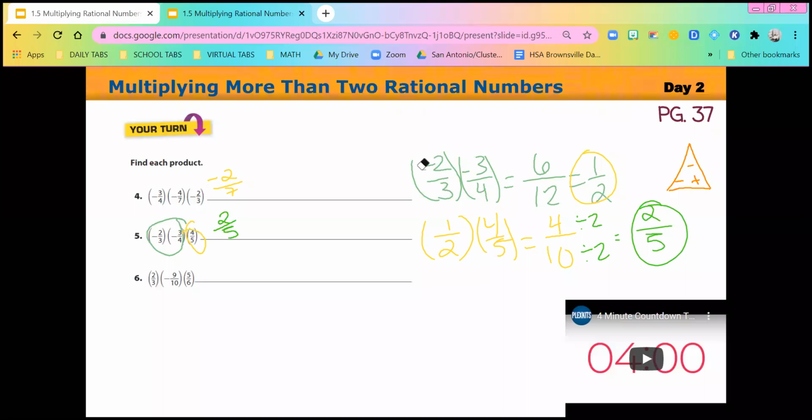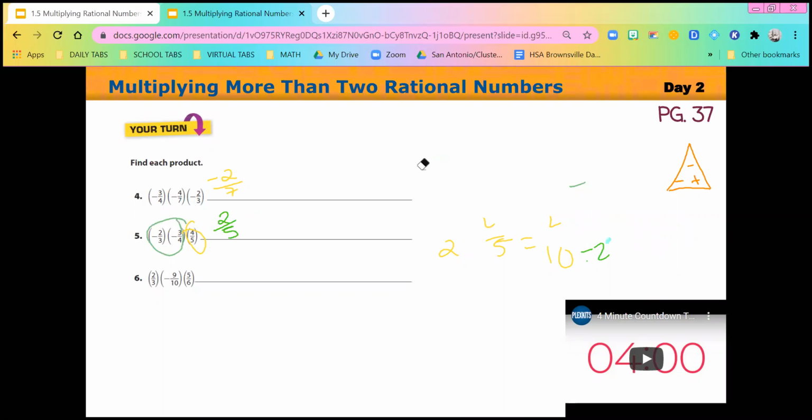Okay. All right. So let me erase here. I don't want to erase all my answers and the Dorito chip. All right. Number 6. Let me do this one quickly so we can work on the next assignment. So of course, 2 factors: 2/3 times negative 9/10.